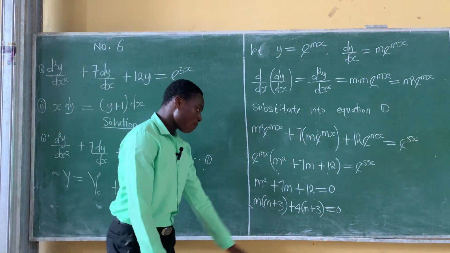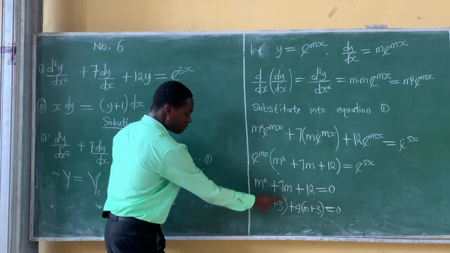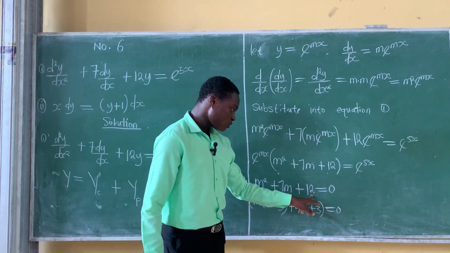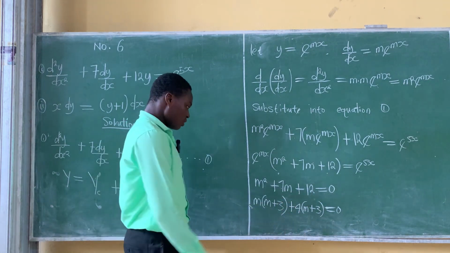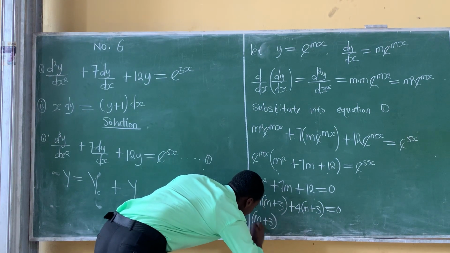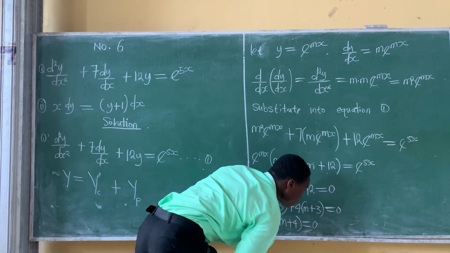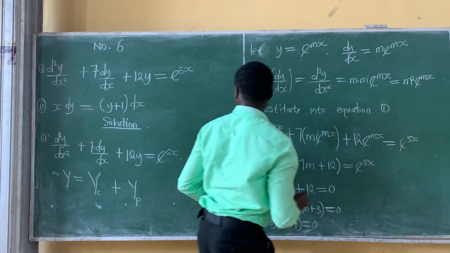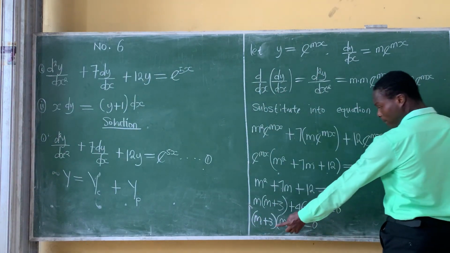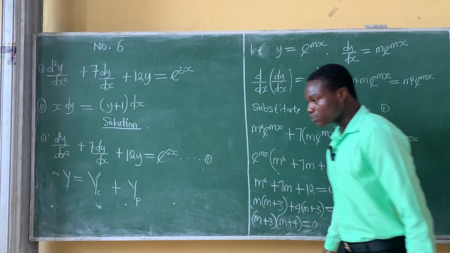You look for two numbers such that if you multiply, it gives you 12, and if you add, it gives you 7. So those numbers are 3 and 4, because 4 times 3 will give you 12, and 4 plus 3 will give you 7. So let's factorize this completely. We have m plus 3 into m plus 4 being equal to 0, which means that our m is either minus 3 or minus 4.